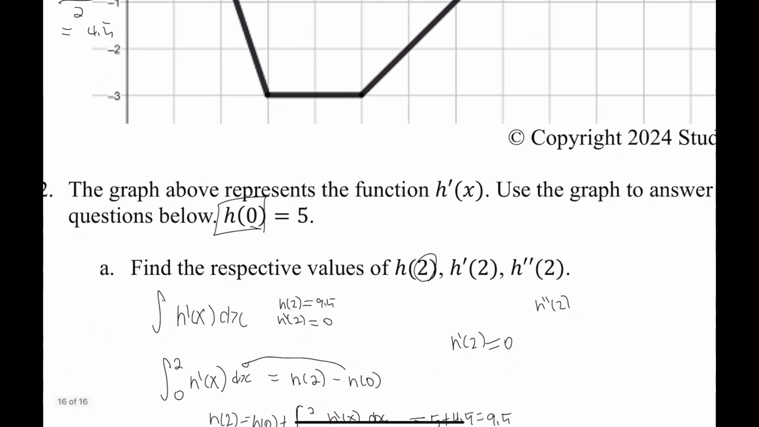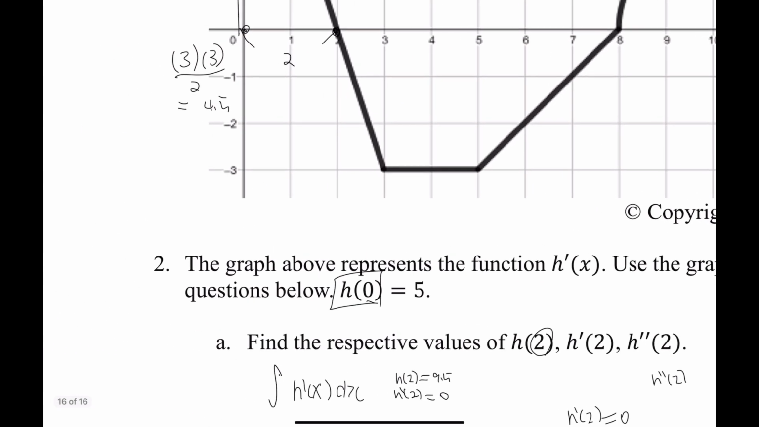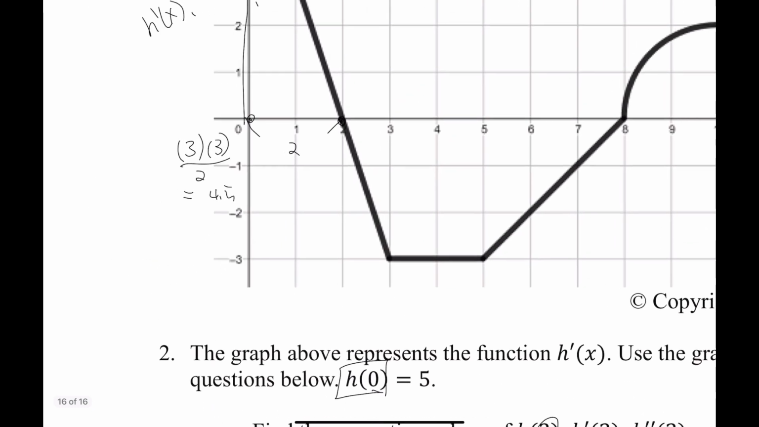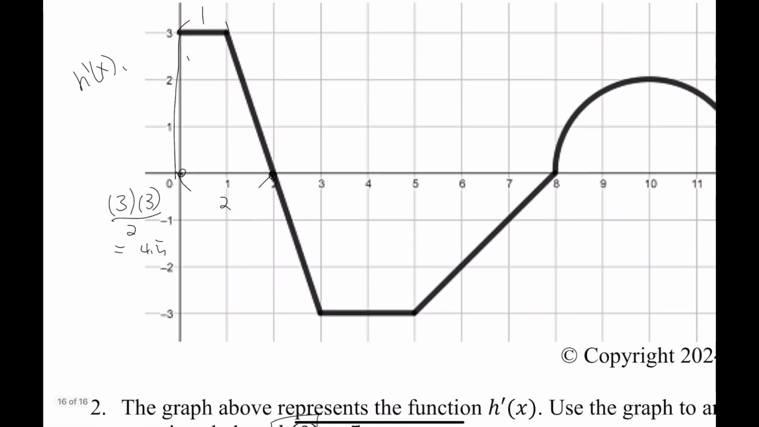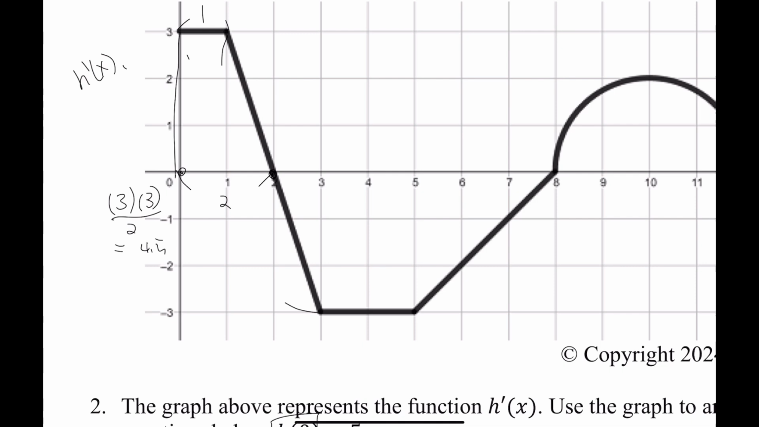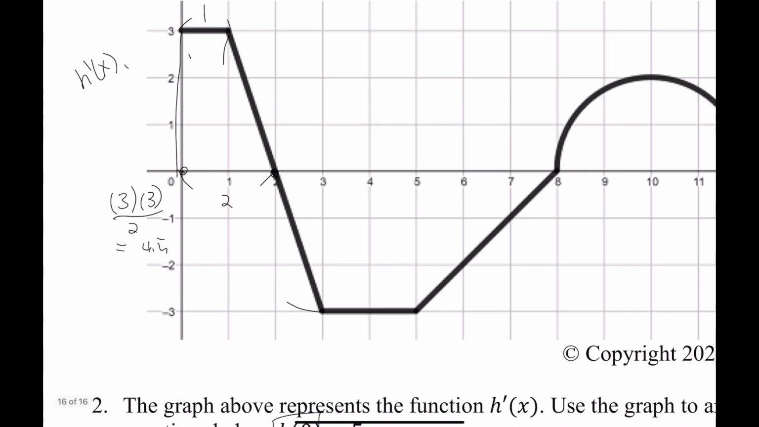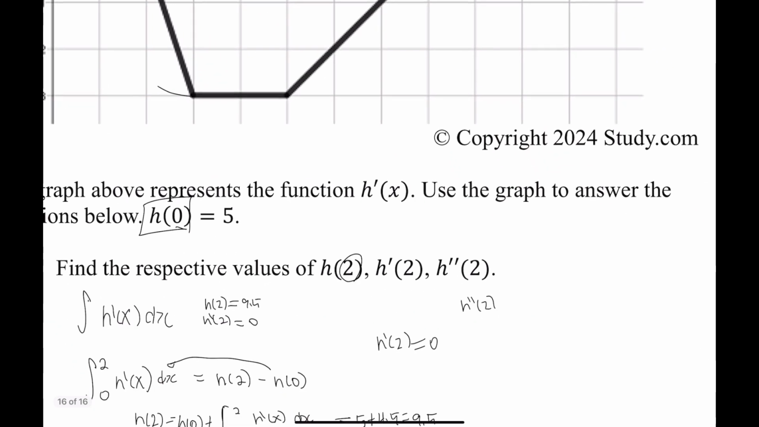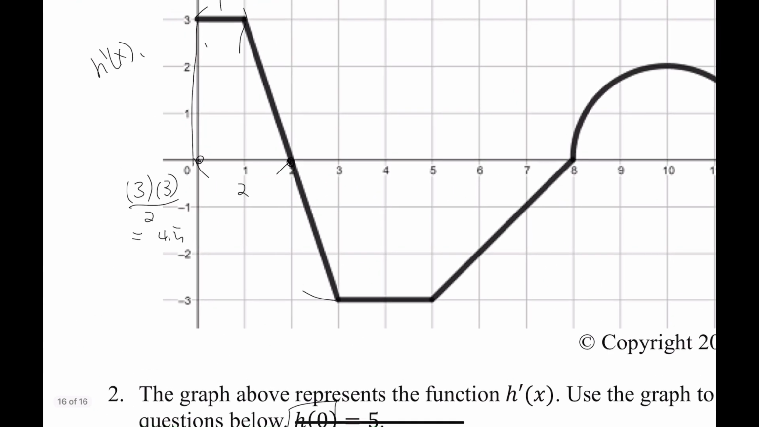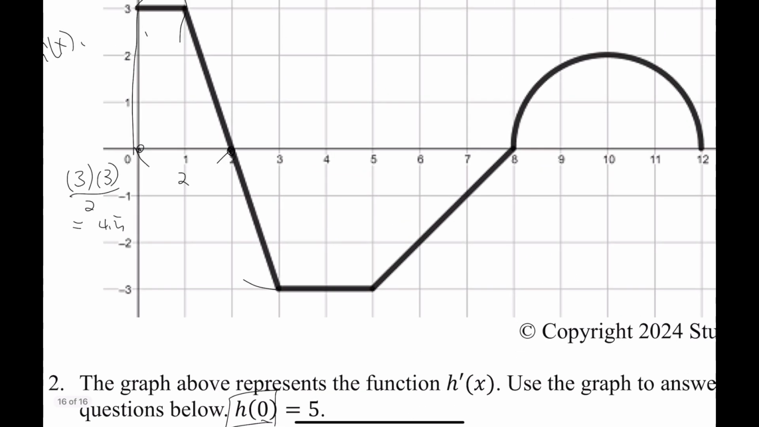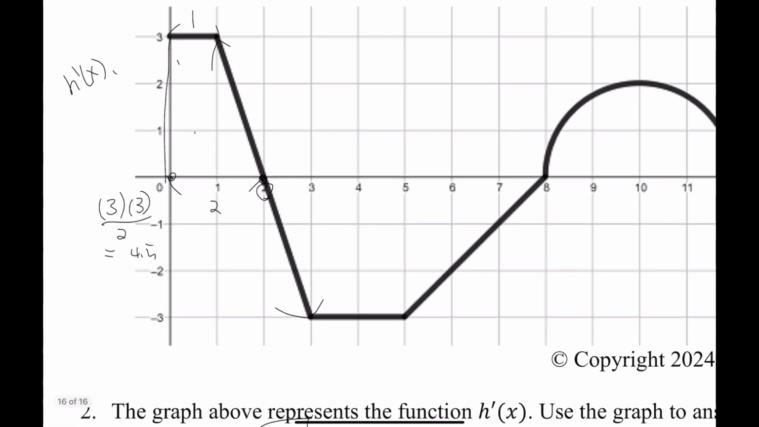So h double prime of 2 can be found by the derivative of h prime of 2, right? So, let's see. We can see that this is a straight line, right? So taking the slope of the straight line would equal the derivative of h prime of 2, right? So that's exactly what we're going to do. We're going to take the slope of this line, because this line contains 2 right here. So the points are 1 and 3, right, over here. And then we also have 3 and negative 3.